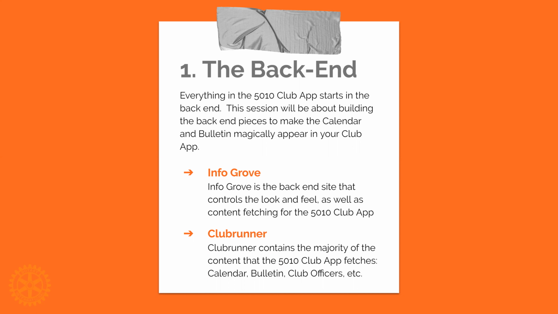So there's a couple parts to this. InfoGrove is the actual back-end database site that controls the look and feel as to what shows up on the app itself. And Club Runner contains a lot of the content itself as to what would actually show up, and InfoGrove is kind of the driver between the app and the content. So let me jump into the next slide here.